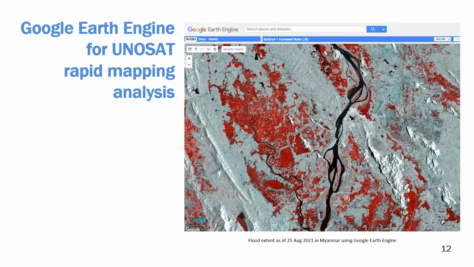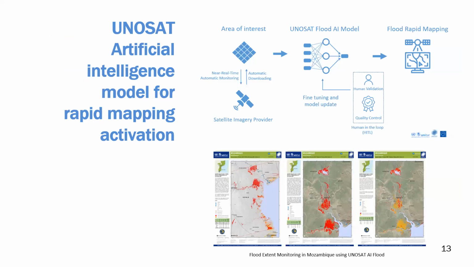We also use Google Earth Engine to analyze satellite imagery, not only for flooding or emergency response, but also for other aspects of preparedness. Not only Google Earth Engine, we also developed our own artificial intelligence model for rapid mapping activation, which automatically receives SAR data, Sentinel-1 data from ESA, and uses a Flood AI model to generate a flood map. But before launching to the website, we have human validation to QC the data before analysis. This is a protocol that we developed in our team.